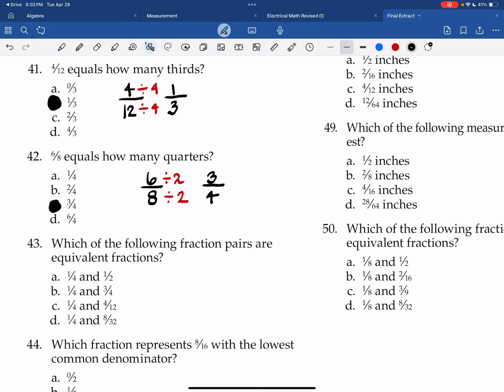I do want to call your attention to this. You must use the same number top and bottom. This is what I used to call for my students a special 1. 2/2 is equal to 1. 4/4 is equal to 1. So it must be the same number, top and bottom.